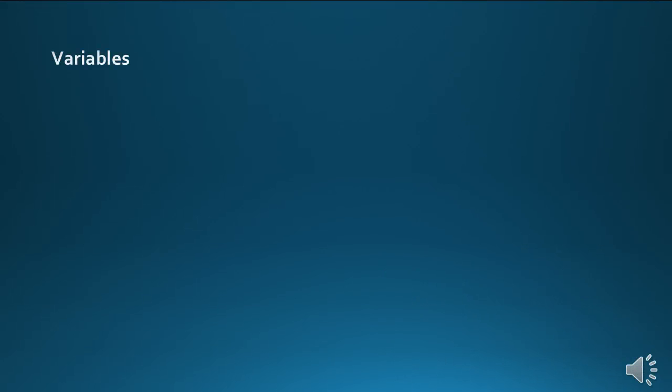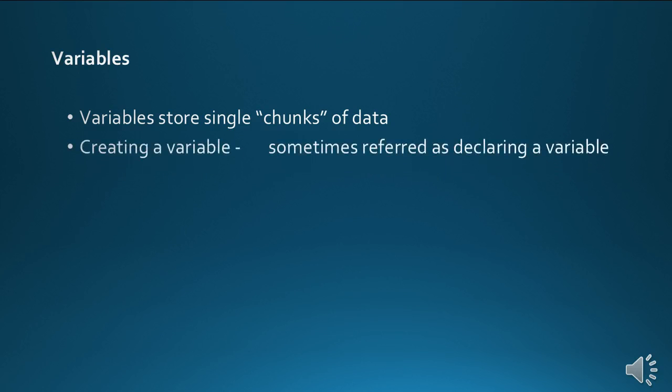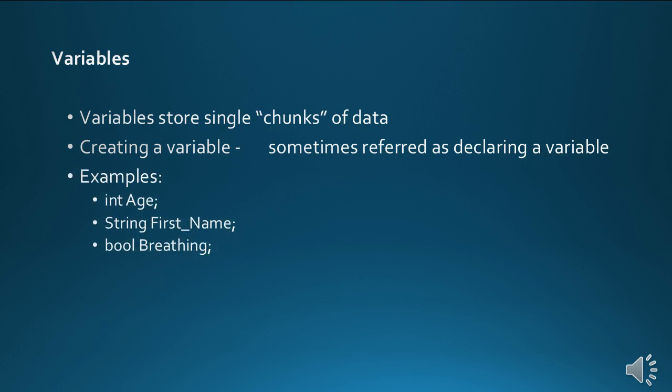Variables. Variables allow us to store single chunks of data. And sometimes when we are creating variables, you'll see them referred to as declaring a variable. I have a couple of examples listed here. It's important that we tell Java what type of data we're storing, and we have to give it a name. For example here, we have int and age.